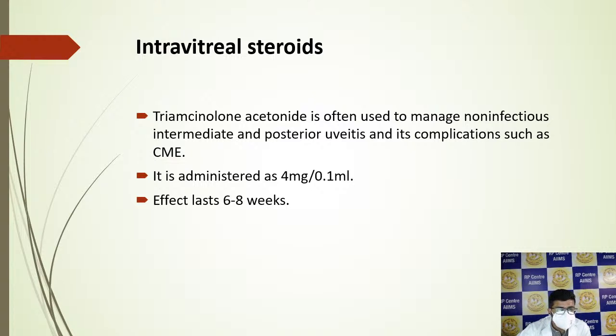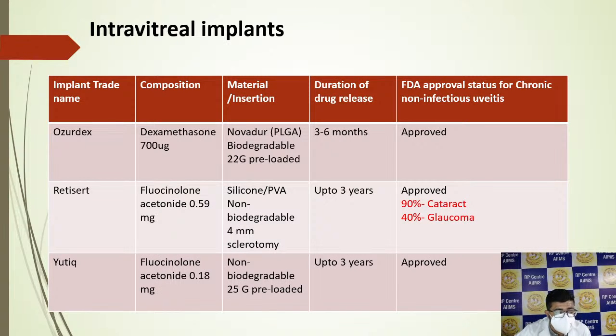In order to overcome this problem, sustained release implants were devised. So Ozurdex is a dexamethasone 700 microgram biodegradable implant. It degrades into poly-DL-lactide-co-glycolide followed by water and CO2. Thus it disintegrates in the vitreous cavity. It is injected via a 22 gauge preloaded injector. The effect lasts for 3 to 6 months and it is FDA approved for chronic non-infectious uveitis.